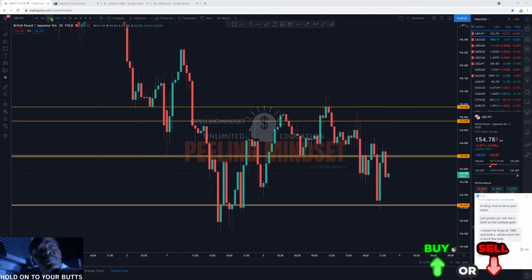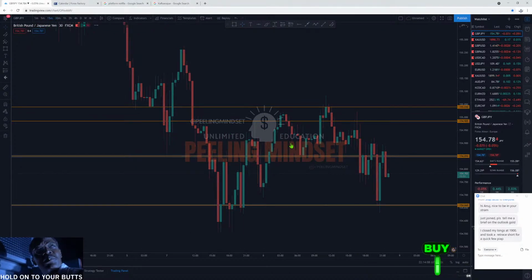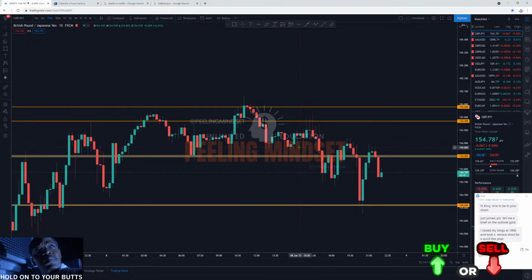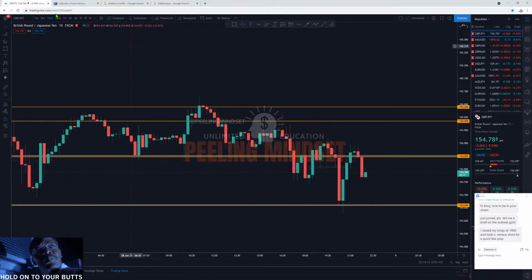Yep, pound yen is still hanging around that area, but it does look very probable for pound yen to actually move down. It does make sense.